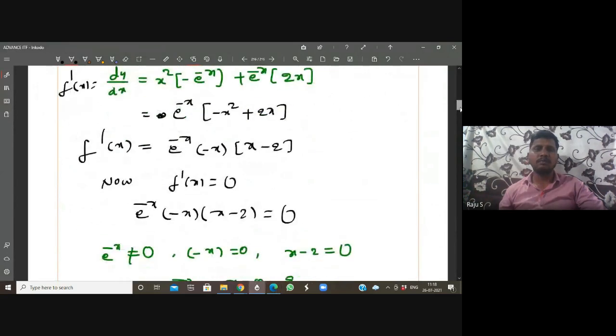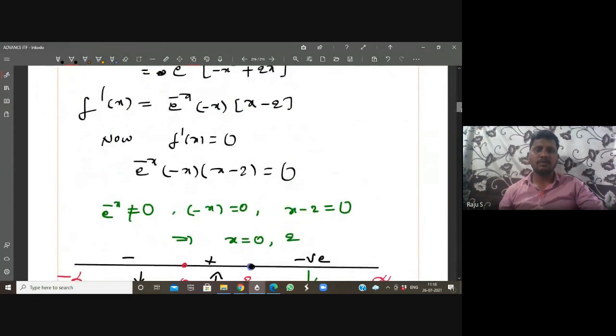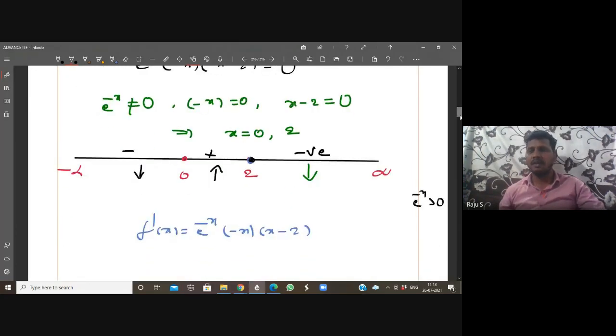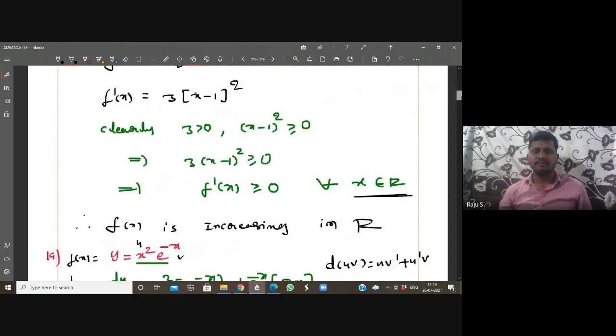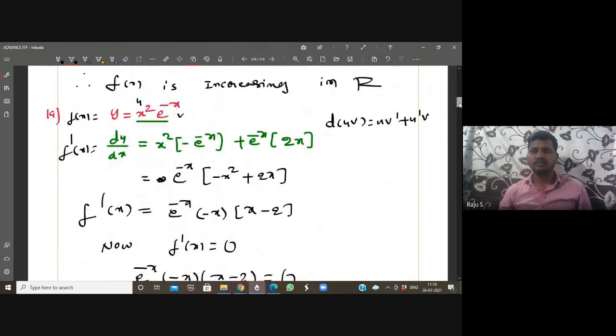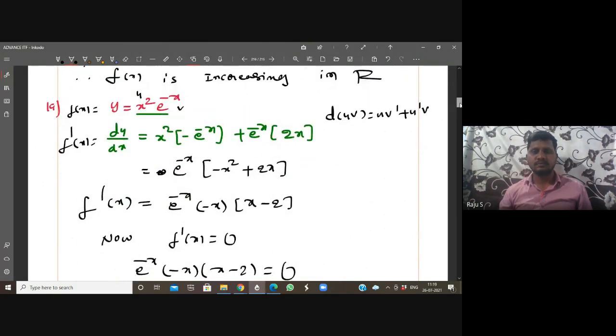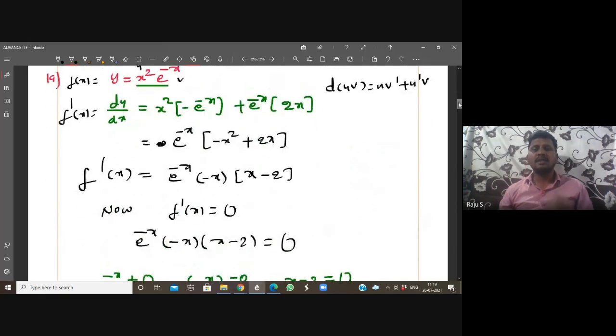I went through the procedure: I calculated f dash of x, equated it to 0, and got x values. Divide the real line, minus infinity to infinity, into subintervals. Minus infinity to 0, it is decreasing. 0 to 2, it is increasing. And 2 to infinity, substituting some x values, you can check it. So easy. Is that clear, students? Any doubts here in max increasing, decreasing?